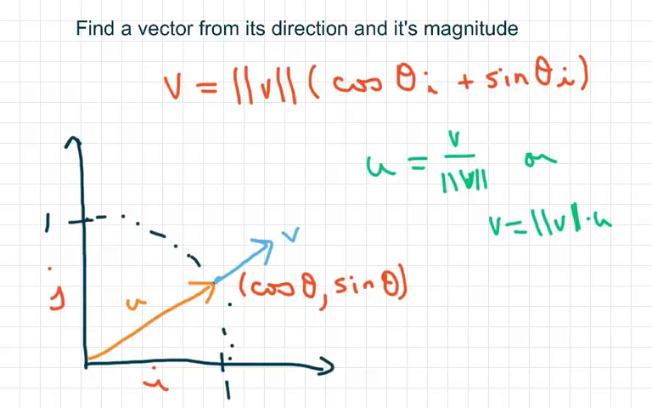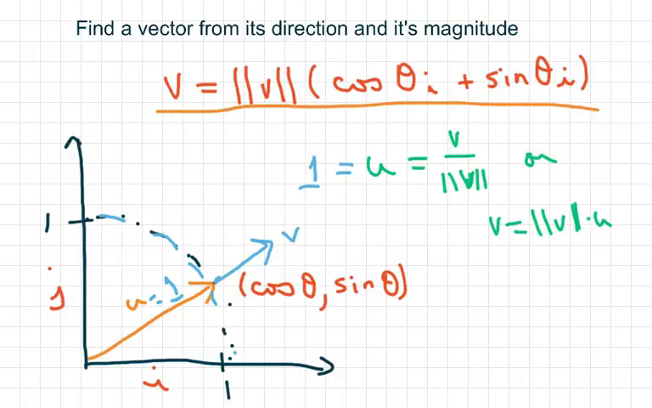You remember the unit circle. When you have the unit circle here, that means the radius is 1. So our unit is 1. We already know that u equals 1. And then we also know about our i and j components with the vector. And this is our formula we're going to use to find a vector from its direction and its magnitude.